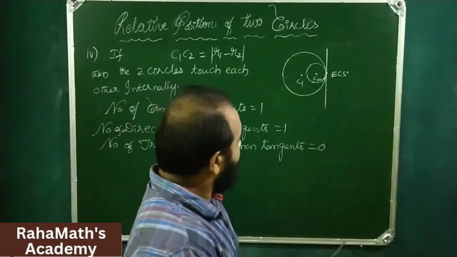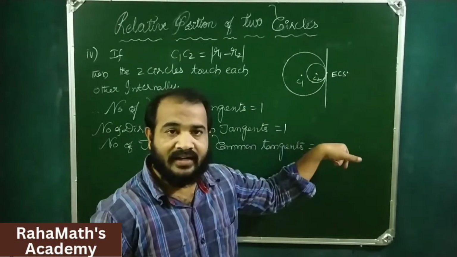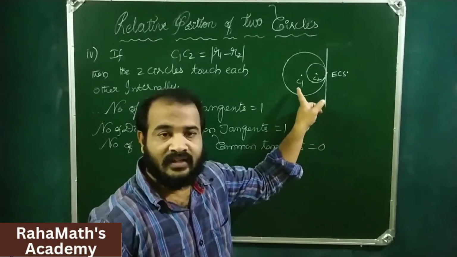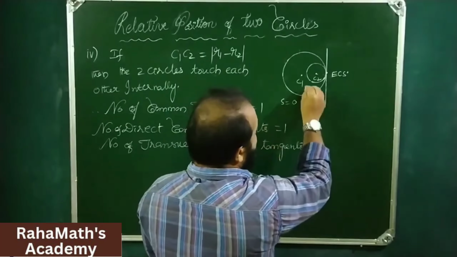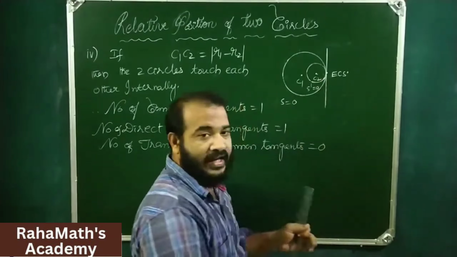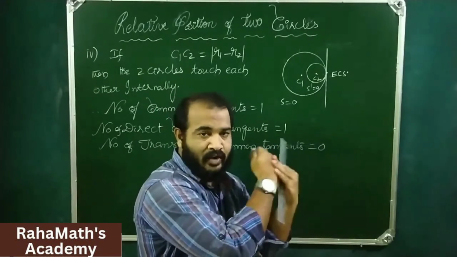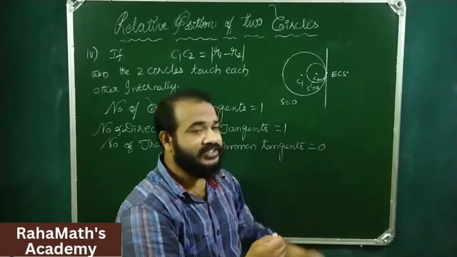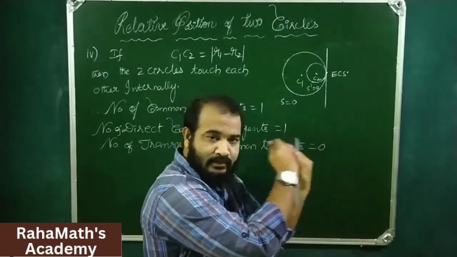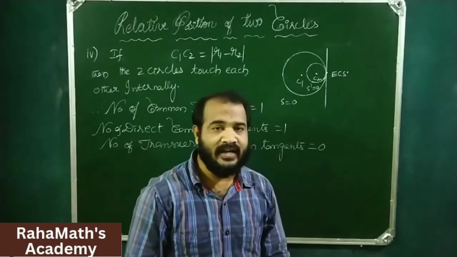Because, what is a direct common tangent? With respect to a line, if the circles S equals 0 and S dash equals 0 lie on the same side of the line, then that line is called the direct common tangent.